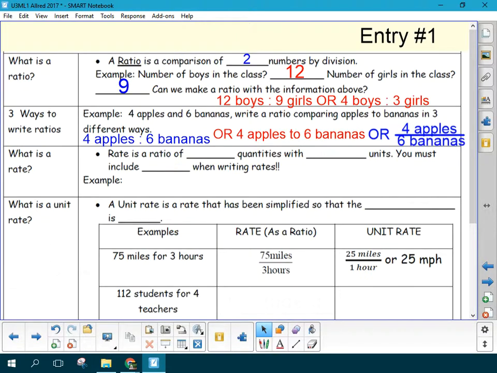Okay? Ratios lead to rates. A rate is a ratio of 2 quantities with different units. If you don't know what a quantity is, it's just a number. So it's a ratio of 2 numbers with different units. And you must include units when you write rates.